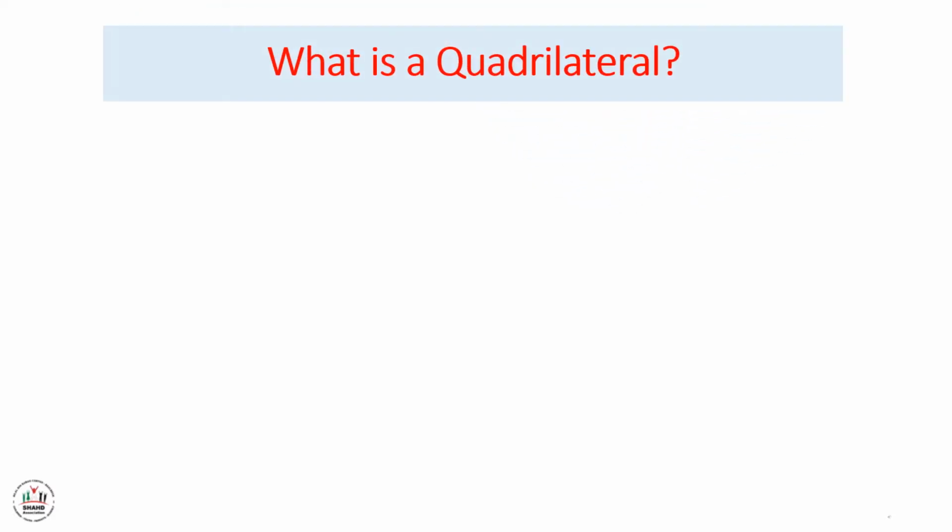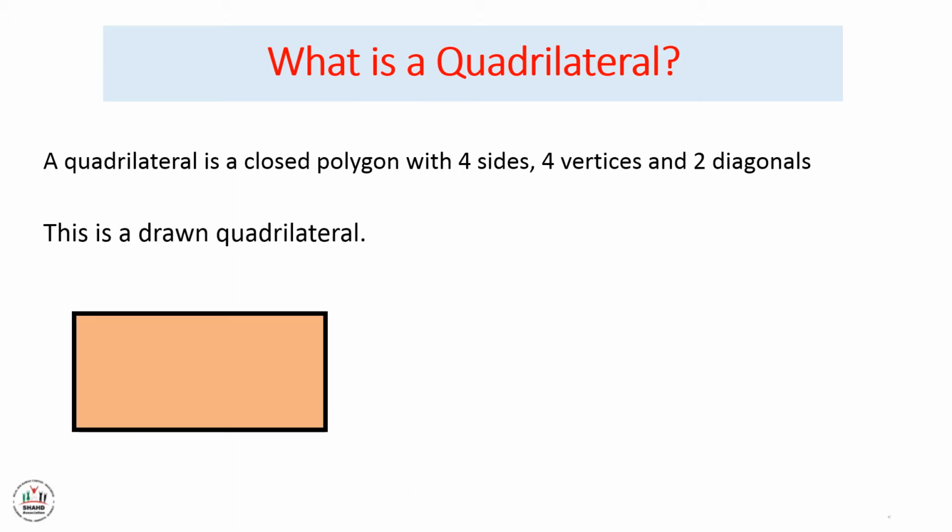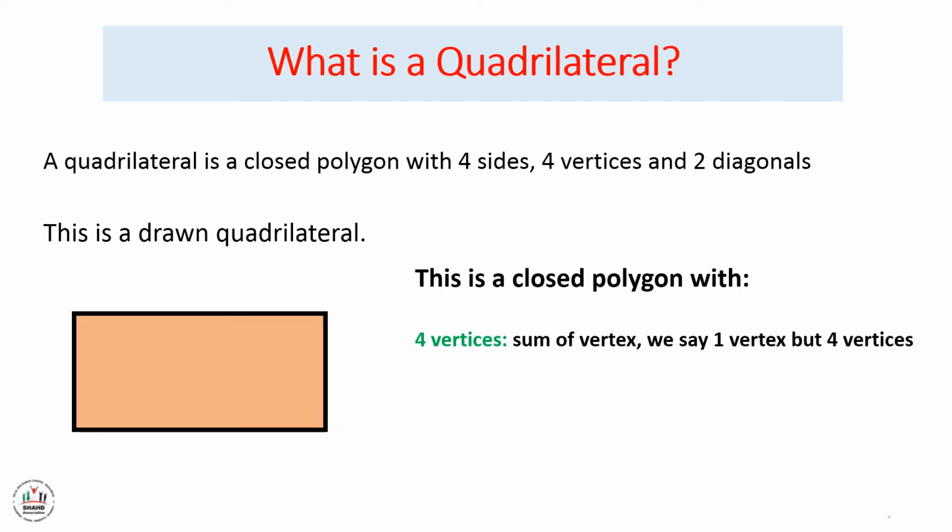So let's start with the definition of a quadrilateral. What is a quadrilateral? A quadrilateral is a closed polygon with 4 sides, 4 vertices, and 2 diagonals. This is a drawn quadrilateral. This is a closed polygon with 4 vertices. Sum of vertex, we say 1 vertex but 4 vertices.